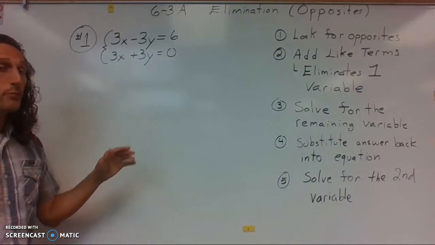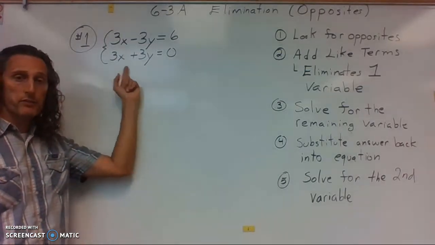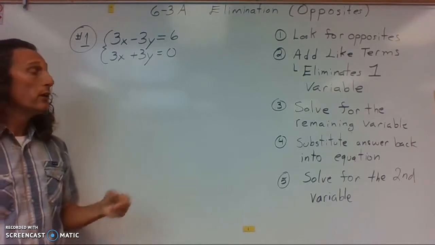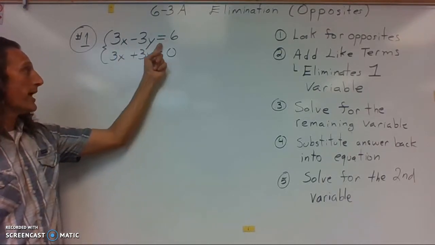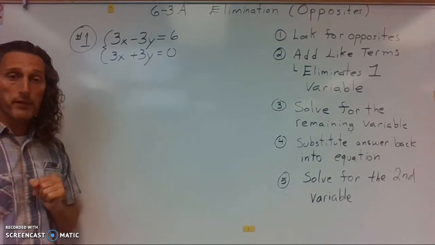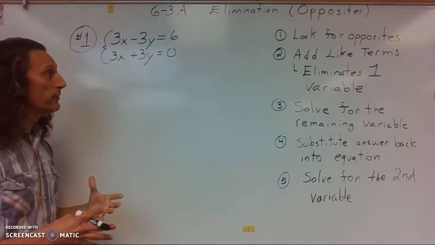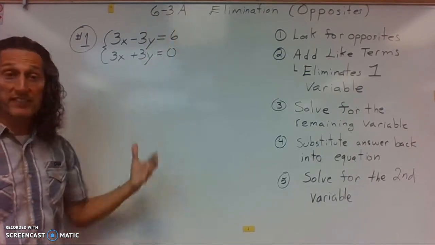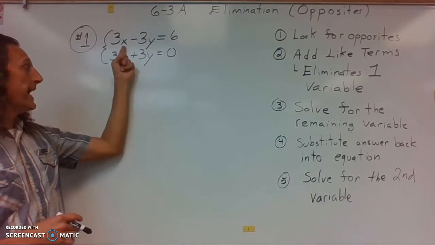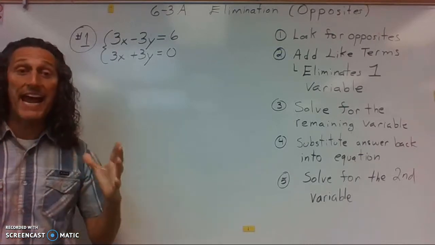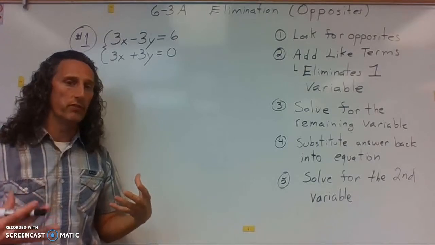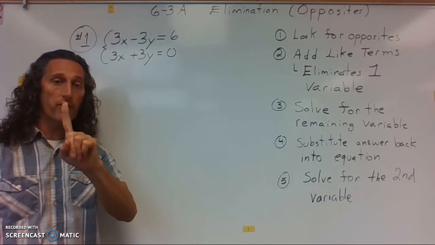All right, so here's number 1, right? So here's our system of equations, right? It's a system because there's 2 equations. So we have a 3x minus a 3y equals 6. We have a 3x plus 3y equals 0, right? Now, here's why we call this elimination, is we need to eliminate either the x or the y. We can't have an x and a y in our problem. We have to get rid of one of them. We can only solve for one variable.